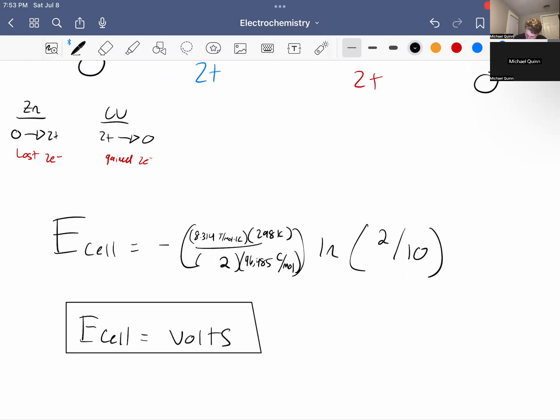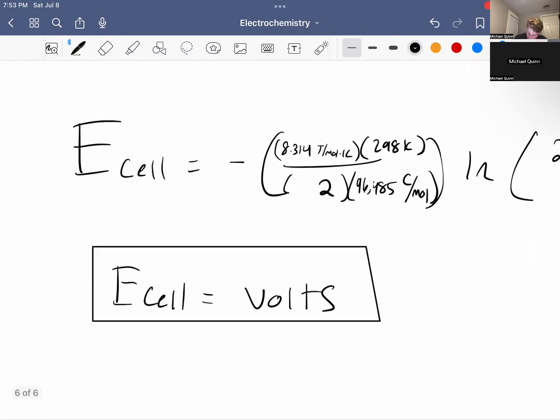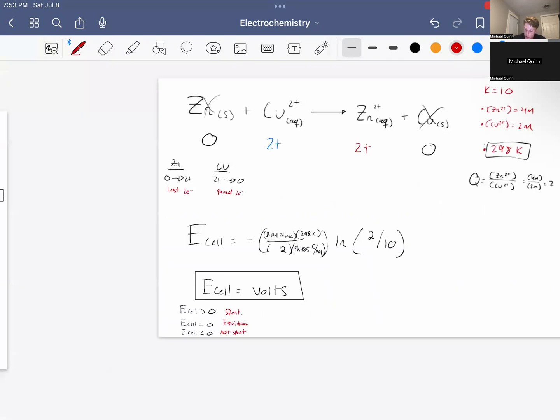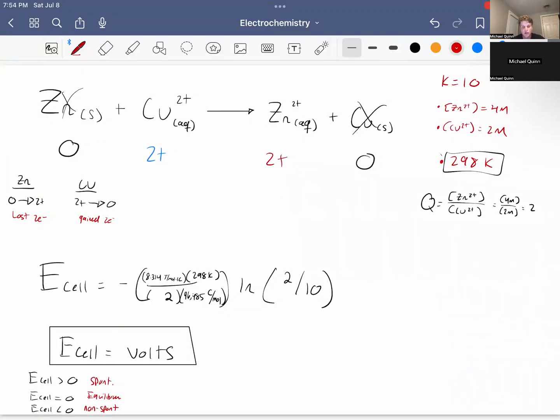Remember, when using the Nernst equation, we should get Ecell to either be positive, equal to 0, or less than 0. This will tell us it is spontaneous, at equilibrium, or non-spontaneous. So this is how you would use the Nernst equation to solve for Ecell for a reaction.